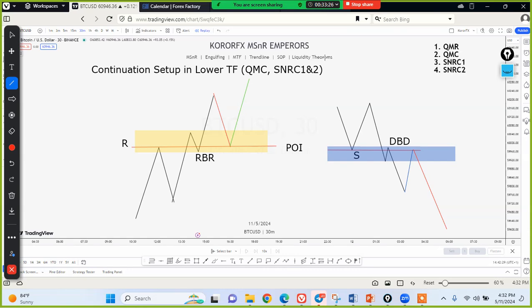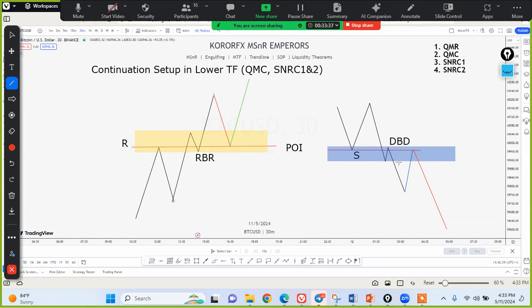I hope that makes sense, guys. Do you guys understand SNRC1? This is the sell, this is the buy. Are you guys getting it? Yeah. Okay.